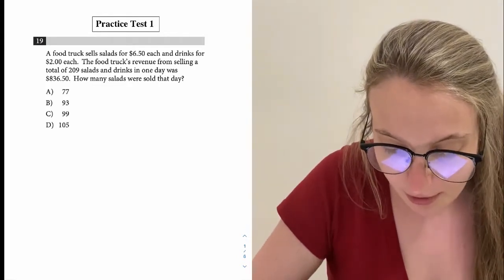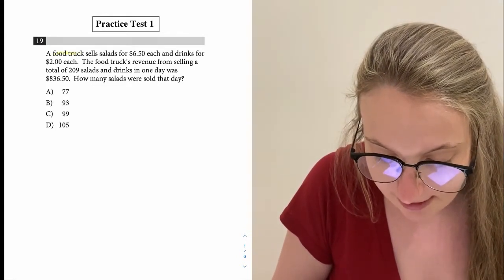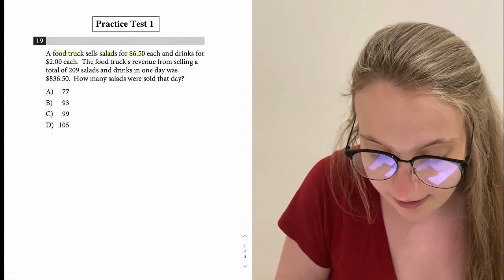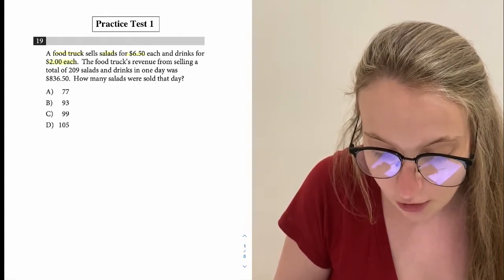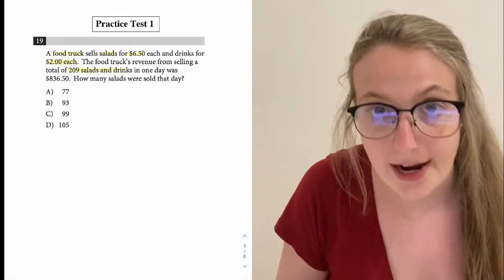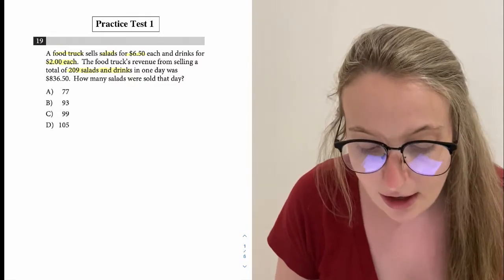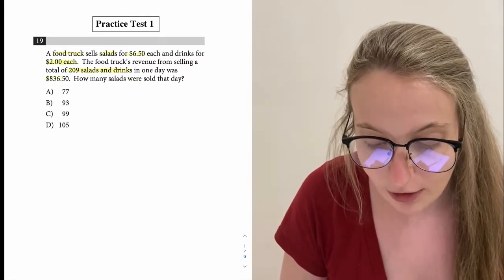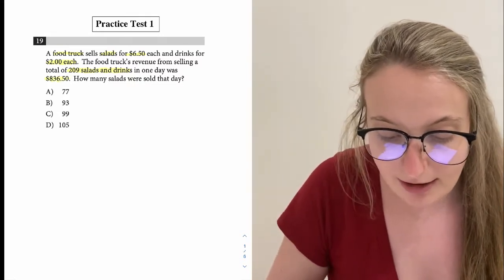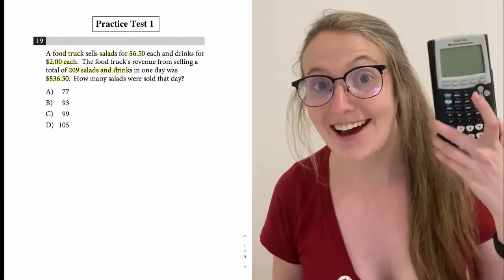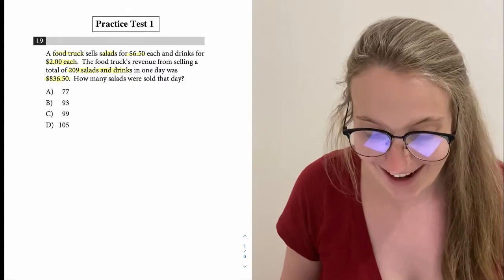So they tell us in the problem that the food truck sells salads for $6.50 each and drinks for $2 each. The revenue for 209 salads and drinks, so just for everything that they sold, 209 of whatever that was, in one day was $836.50. How many salads were sold that day? All right, so luckily we do have a calculator for this question, thank goodness.